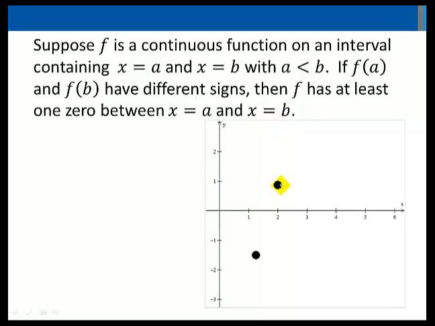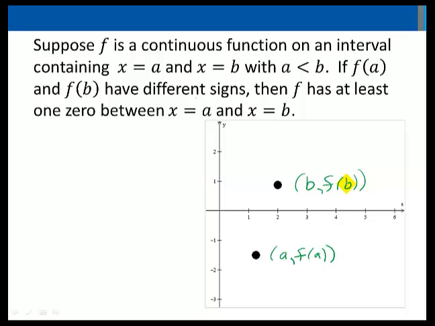So here are a couple points that are going to be on the graph of a continuous function. Let's label these points as a, f of a, and b, f of b. So what this theorem is telling us so far is that here we have a less than b, f of a and f of b are of different signs. F of a is negative, f of b is positive.